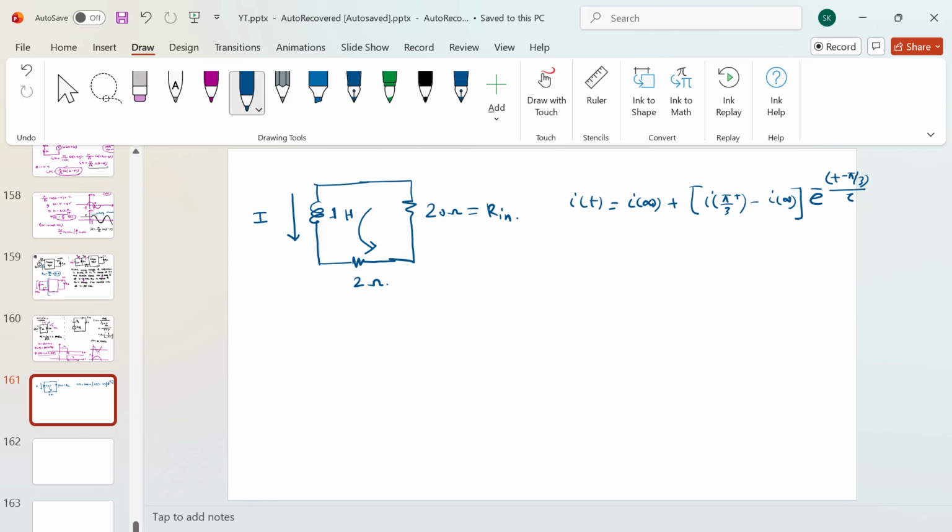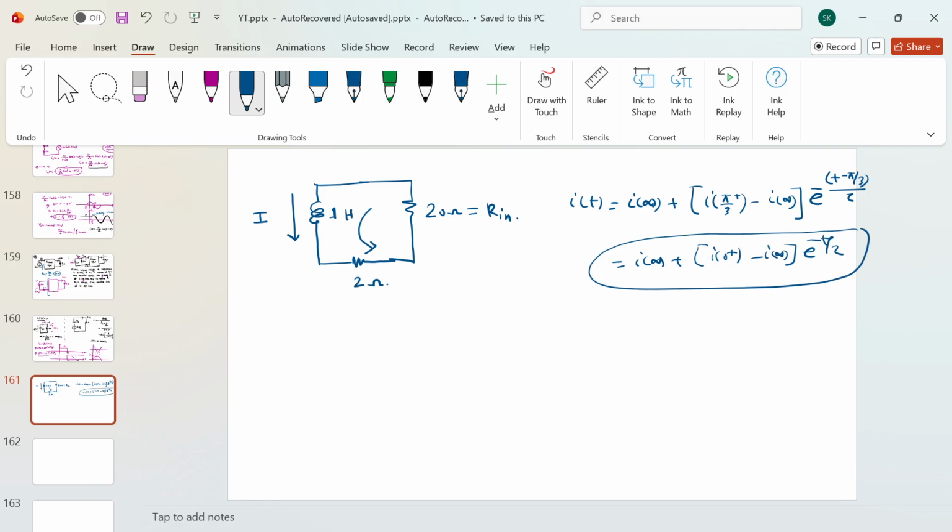In general, we don't write this pi by 3; we generally write this kind of equation: I of infinity plus [I of 0 minus I of infinity] e to the minus t by tau. See, this particular equation is valid only when you are performing the switching action at t equal to 0. But there is some delay in our case. So that's why you have to show the delay by subtracting pi by 3 from t. Then only you will get this particular relationship.